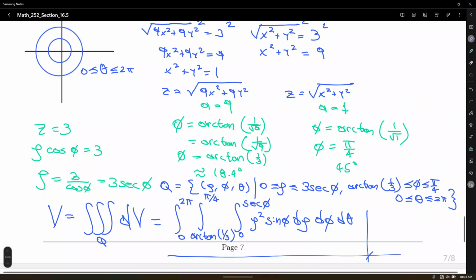Fine. What's the upper bound? 3 secant? Oh, 3 secant theta. Thank you. 3 secant theta. I mean 3 secant phi.